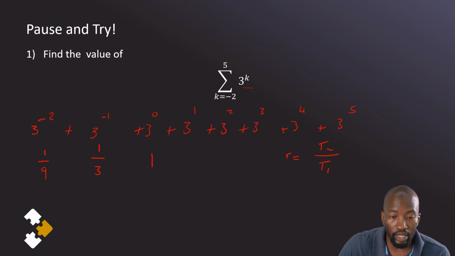And that gives us 3. Now, let's see, how many terms do we have? 1, 2, 3, 4, 5, 6, 7, and 8. So this means we're finding the sum to 8 terms.